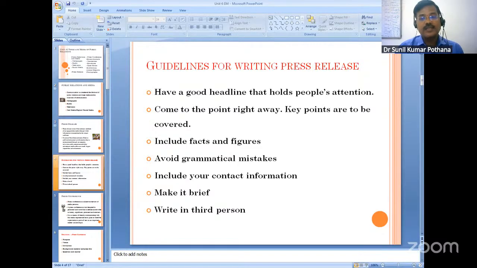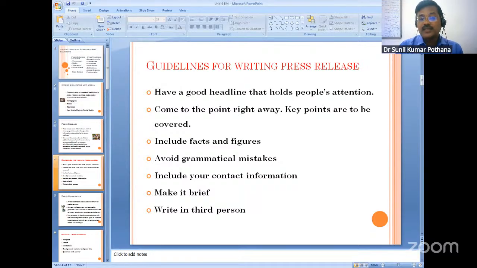Let us discuss the guidelines for writing press releases. A good headline holds people's attention. Whatever the writing is, maybe a poem, a news article, a feature article, a document article, a novel, the headline or the caption gives people the reason to read it or not. So a good headline holds the public's attention.